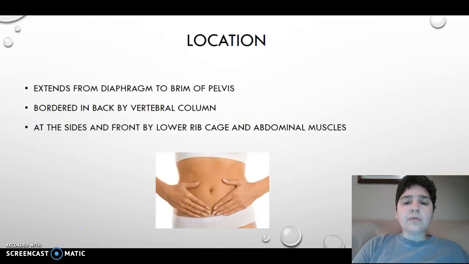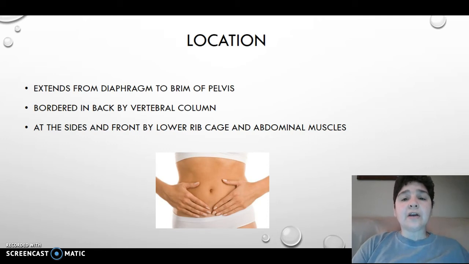Remember that when we talk about the location of your abdomen, it extends from the diaphragm to the brim of the pelvis. So everything above the diaphragm is considered part of the respiratory system. It's part of that thoracic cavity. The abdominal cavity area starts at the diaphragm instead of ending at it as it does in the respiratory system, and it goes to the top of the pelvis.